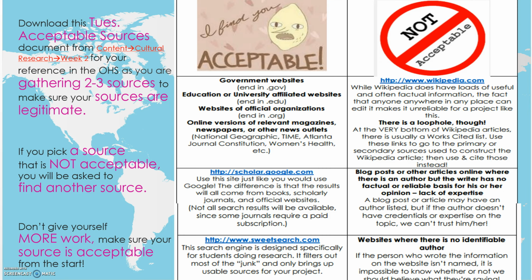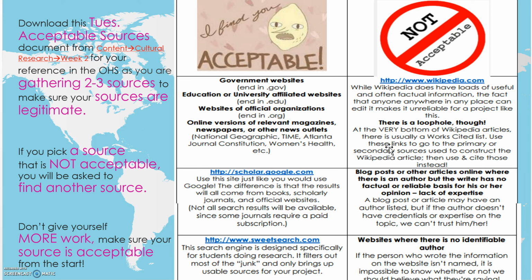What else do I have here? Acceptable and not acceptable. Okay, Wikipedia. I know we've talked about it. It is not acceptable to quote Wikipedia in your paper. But it is acceptable to page down to the bottom and see what primary and secondary sources that Wikipedia has used to create that reference. And then you may cite those sources, okay?